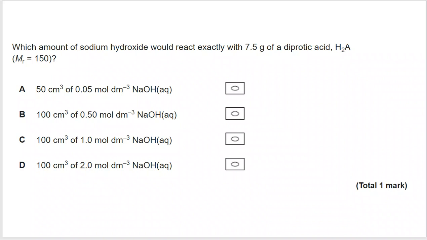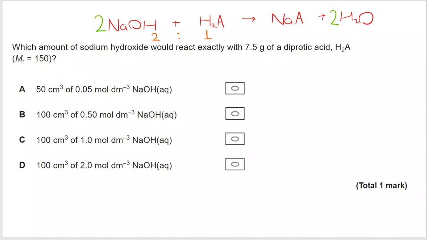Here, we're looking at the amount of sodium hydroxide that would react exactly with 7.5 grams of a diprotic acid, H2A, for which we're given the MR. So there's a lot to unpack here. Let's start with the equation. We know that if we have a monobasic alkali and a diprotic acid, then when we balance it, we're going to need 2 moles of the NaOH to go with 1 mole of the H2A. Think of this as being the A is SO4. So we're doing a sodium hydroxide sulfuric acid calculation or titration. And with that balancing, we can then start to move forward.